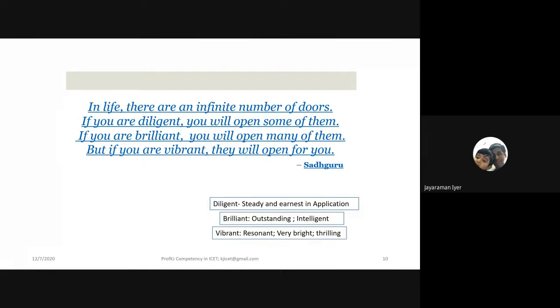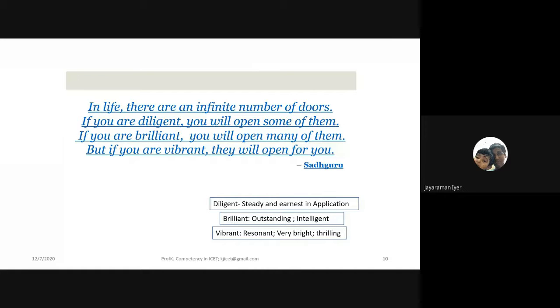But if you are vibrant, that means you vibrate along with the technology growth or the engineering growth that is happening in the industry, the doors will open for you. That has been my case study. I was in Indian Space Research. I was in defense industry. I was in private companies. I had started my own company. I lost money. I gained money. Today, I am very comfortable.